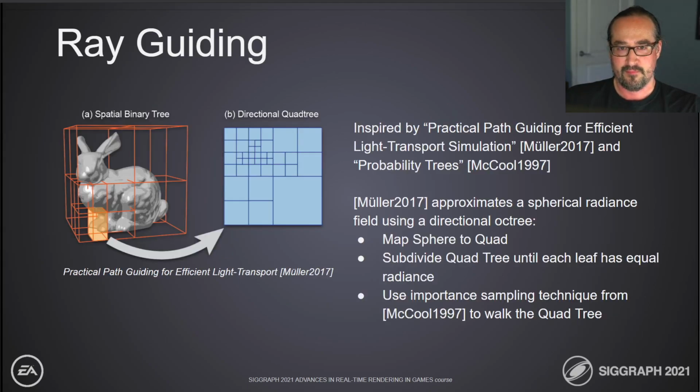Well, that's ray guiding. Our solution for this was inspired by Practical Path Guiding for Efficient Light Transport Simulation by Müller et al. and probability trees by McCool et al. Müller's solution creates a quad tree of the sphere on each node in a spatial binary tree, where each leaf node in the directional quad tree that represents the sphere in a spatial location has equal radiance associated with it. So it's subdivided until each node has equal radiance. This is then used to importance sample using the techniques from McCool et al. And this generates rays in directions proportional to how much radiance is coming from those directions.